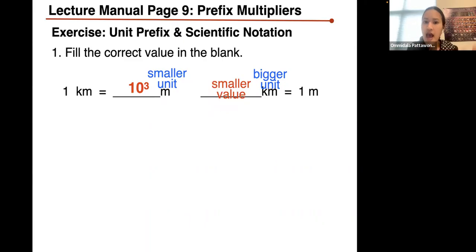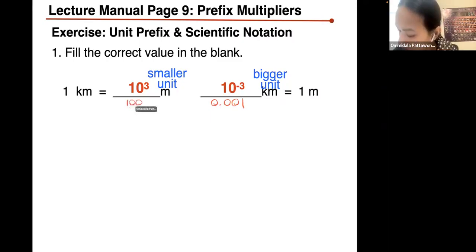So how do I know what would be a smaller value than 1? Well, it's going to be in decimal form, or in a negative exponent form of the scientific notation. This one would be the same as 0.001. And this one, 10 to the third, is equal to 1,000, right? So that's what it means. 1,000 meters equal to 1 kilometer, or 0.001 kilometer equal to 1 meter. Either way, we use the same concept. They describe the same conversion.